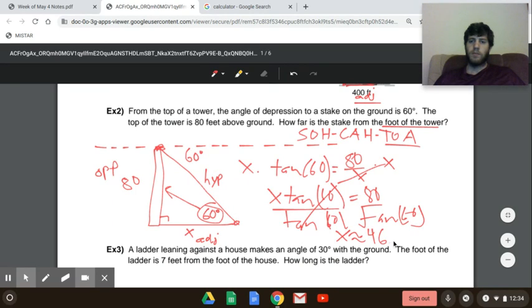Approximately 46.2 feet. Okay, that's this distance here from the base of the tower to the stake.